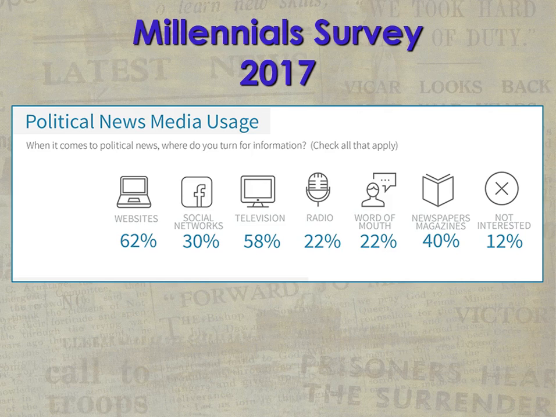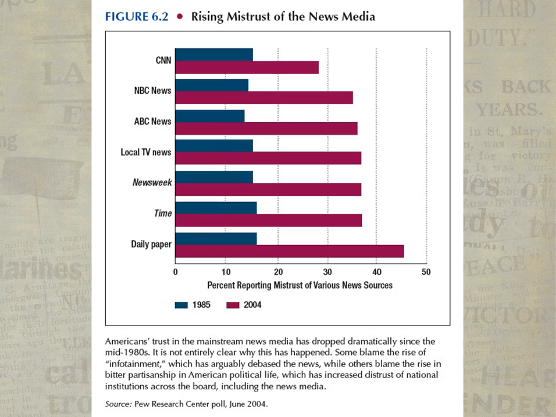In 2017, millennials were asked where they get their news from, and 62% of people said websites, 30% social media, 58% television. So a lot of people are still going for TV, but again, many more people are turning to social media and turning to websites. Of course, on this, they had more than one choice, but you can see a lot of people turning to the internet for their media.